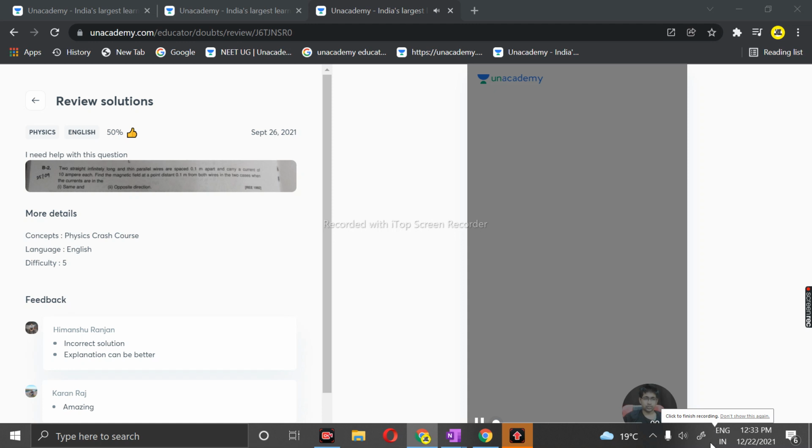The question is: two straight, infinitely long and thin parallel wires are spaced 0.1 meter apart and carry a current of 10 ampere each. Find the magnetic field at a point, a distance 0.1 meter from both the wires, in the two cases when the current is in the same and in the opposite direction. Okay, so let's solve this question.